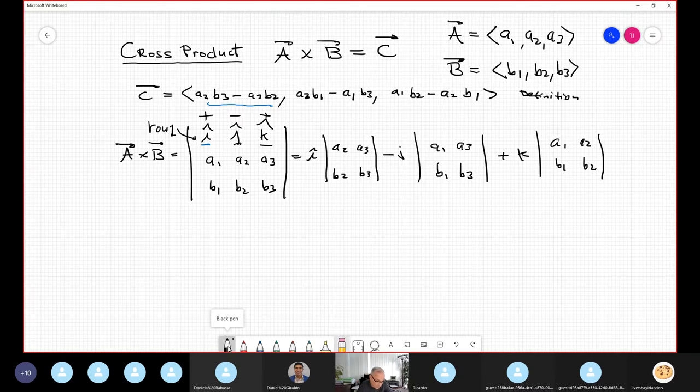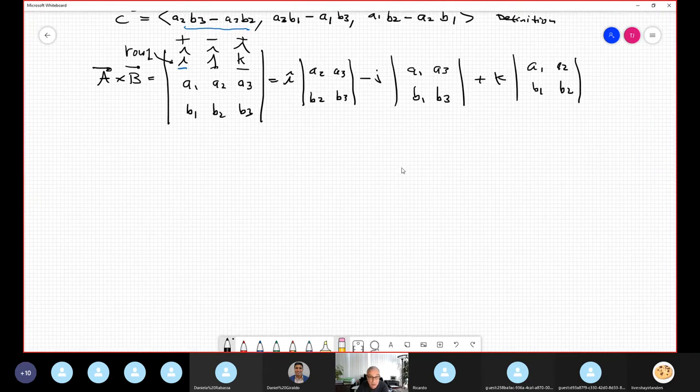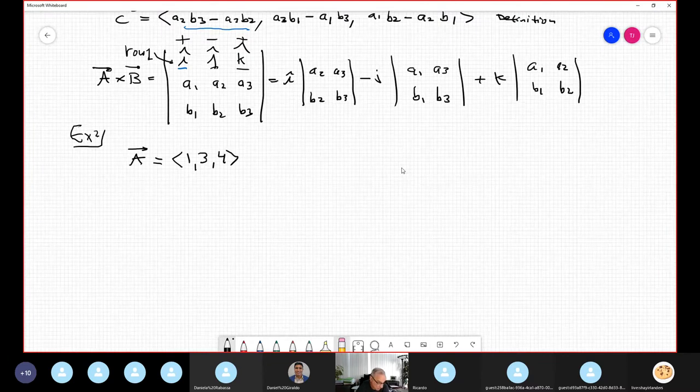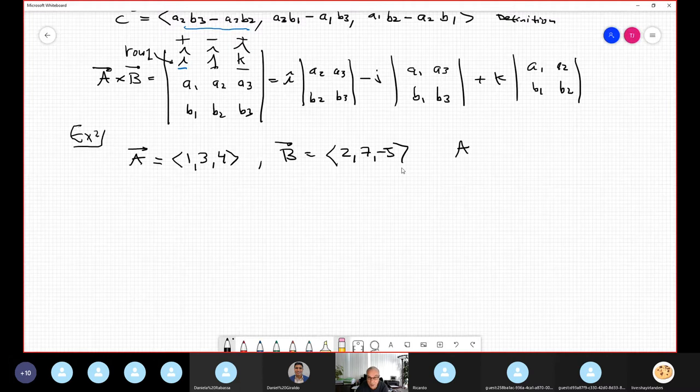So I want to do one example of the cross product by hand, but nobody does it by hand in their life. We have a calculator, TI-89, or GeoGebra. This is the last time in this chapter that I do one cross product by hand. Suppose example two. In example two, we have a vector A, which is the vector 1, 3, 4. And we have another vector B, which is the vector 2, 7, and negative 5. Find A cross B.